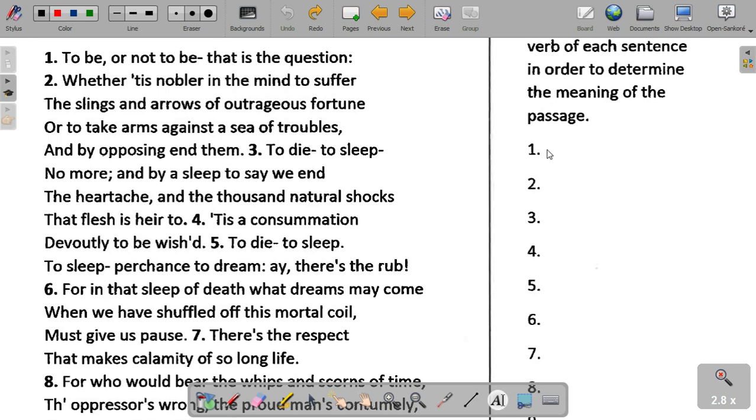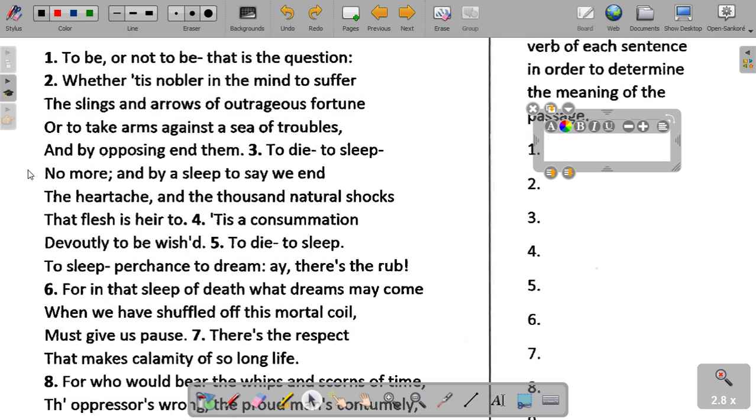So I want to do a few with you here, and then I might have you do some on your own. So you can kind of mentally just answer questions as you go here, and then I will out loud just give you the answer, sort of. So for number 1 here, to be or not to be, that is the question. So we start with an infinitive phrase followed by another infinitive phrase, and then we have that is the question.